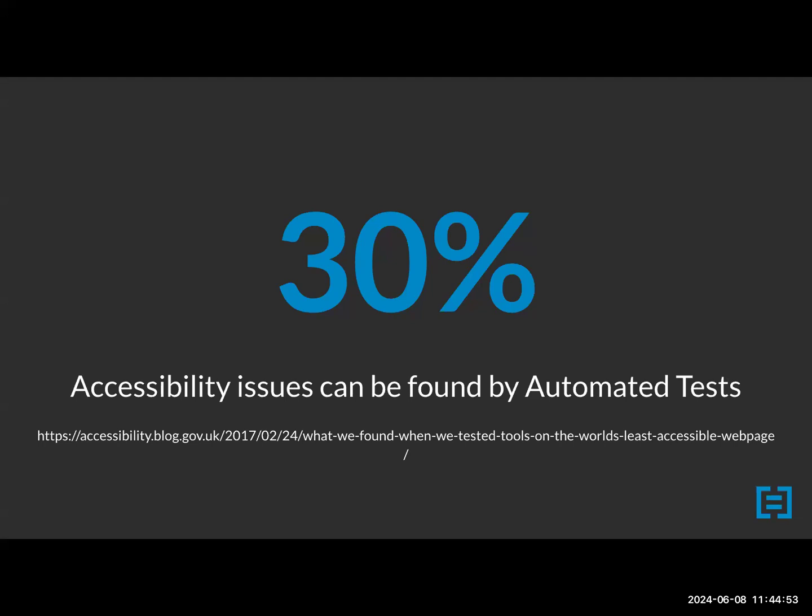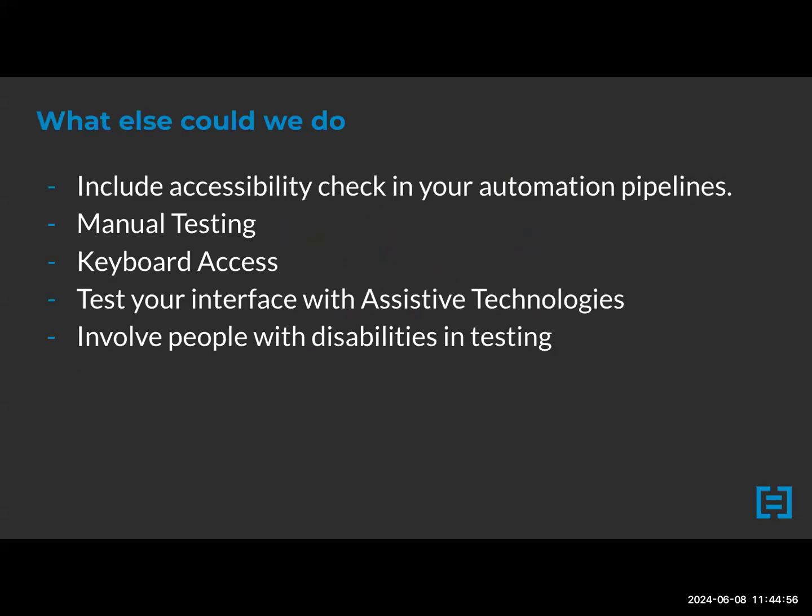So what else can you do to make your app more accessible? Include accessibility checks in your automation pipeline for sure. If you're writing tests, these should run in your CI/CD pipelines so that the build fails. One example is Lighthouse. All of you must be aware of Lighthouse. Lighthouse also checks for accessibility, so you can tell Lighthouse this is my threshold of accessibility. If the score goes below this threshold, fail the build.